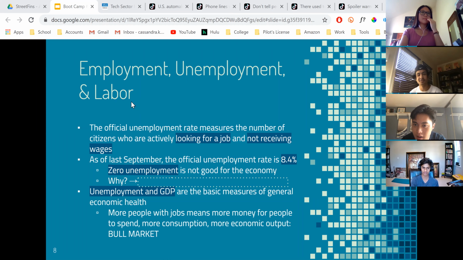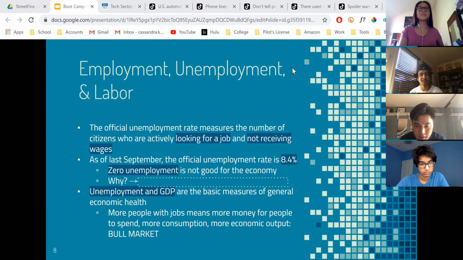As Gordon mentioned earlier, we took a holistic view when assessing the economy and using economic indicators. And as you mentioned, unemployment is pretty much one of the main ones we look at. If you're wondering why, it's because lower unemployment means more people with jobs, which means more money for people to spend, more consumption, more economic output. Think of it as a positive reinforcement cycle for the economy. It's pretty much like a bull market, if you think back to the first boot camp we held.